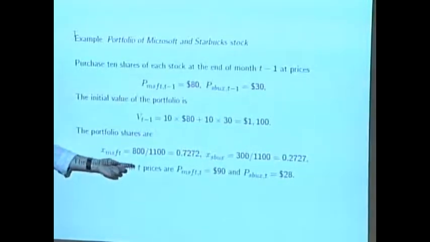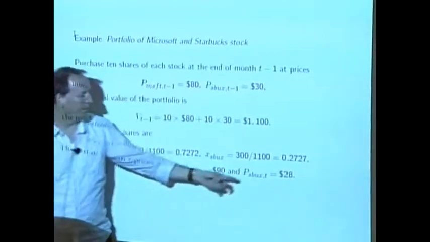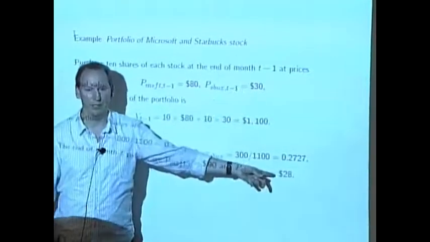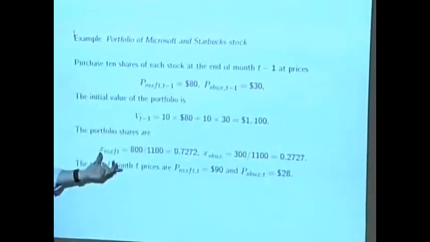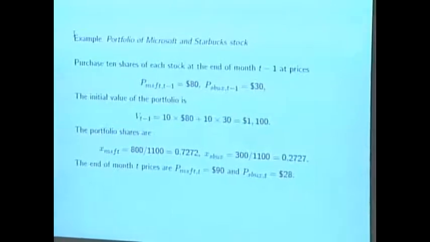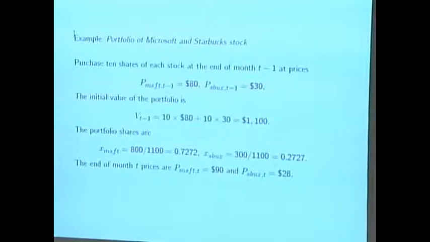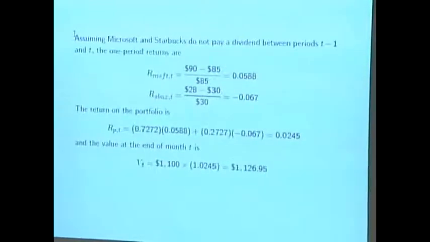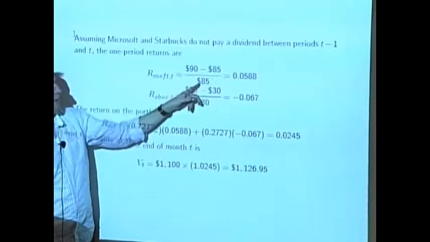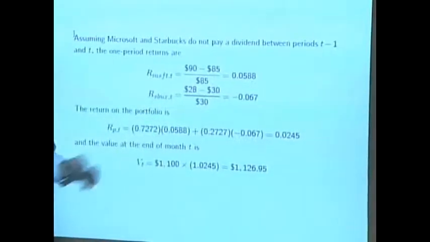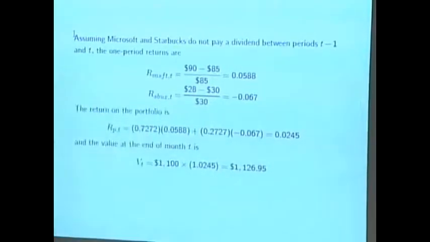Now, at the end of month T, the price of Microsoft has gone from 80 to 90, but the price of Starbucks has gone from 30 to 28. So we made money on Microsoft, but we lost money on Starbucks. What is the rate of return on our portfolio? We just use our formula. It's the portfolio shares times the rates of return on the individual securities. The rate of return on Microsoft is the percentage change in price over the month, so that's 5.88%. The rate of return on Starbucks, the percentage change in price, is minus 6.7%.